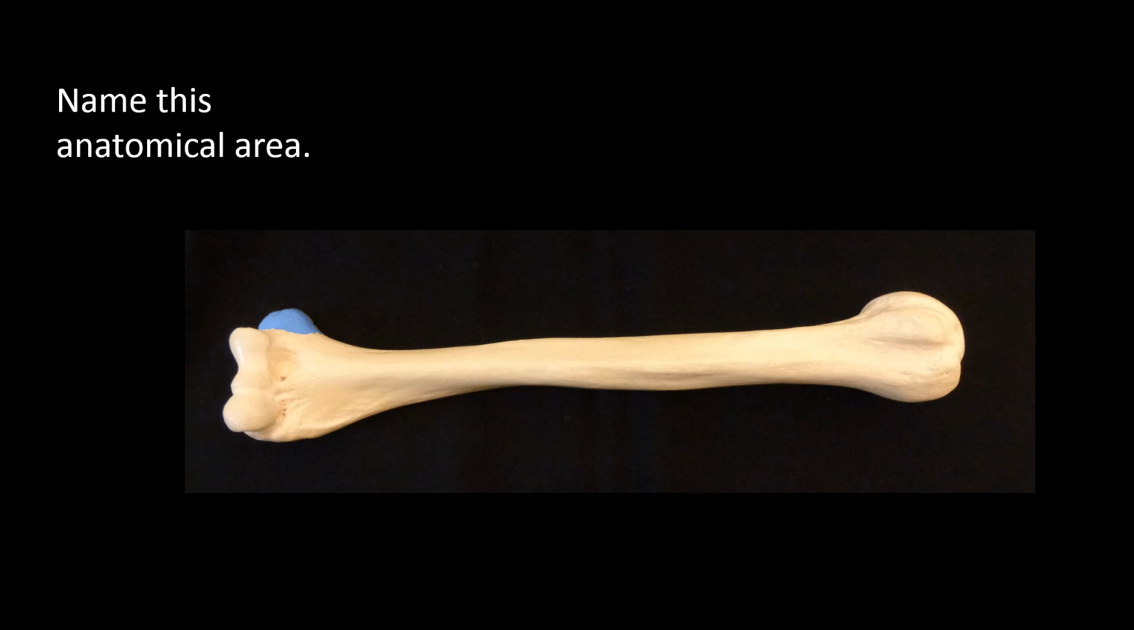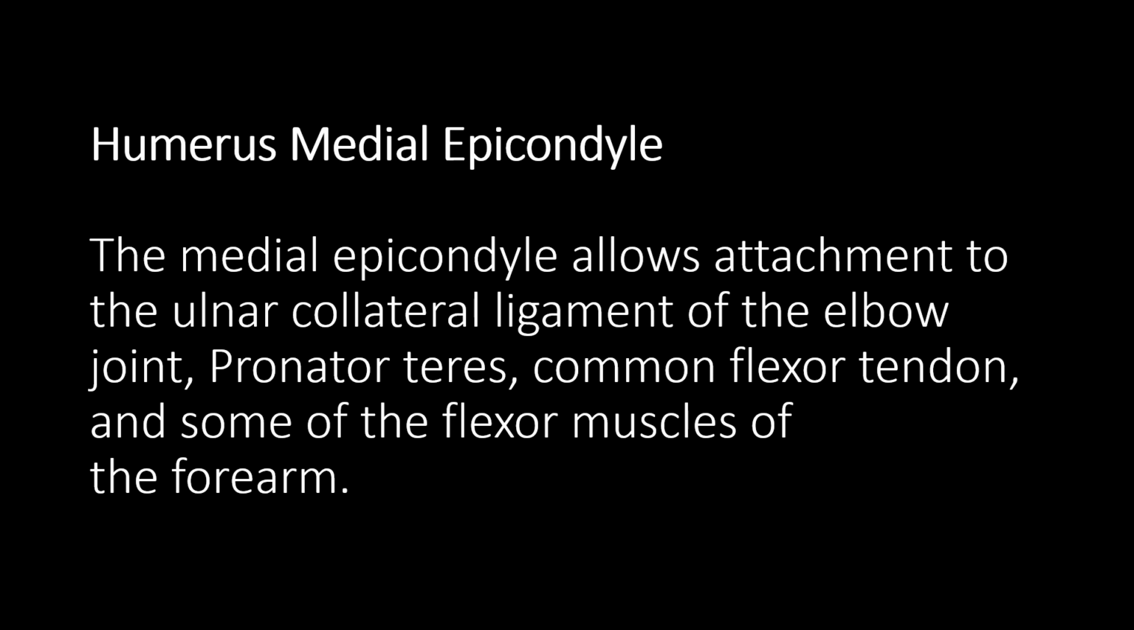Name this anatomical area. Humerus medial epicondyle. The medial epicondyle allows attachment to the ulnar collateral ligament of the elbow joint, pronator teres, common flexor tendon, and some of the flexor muscles of the forearm.